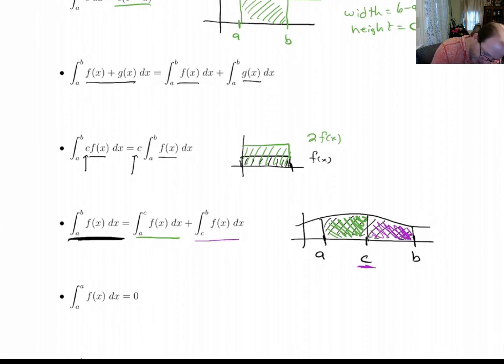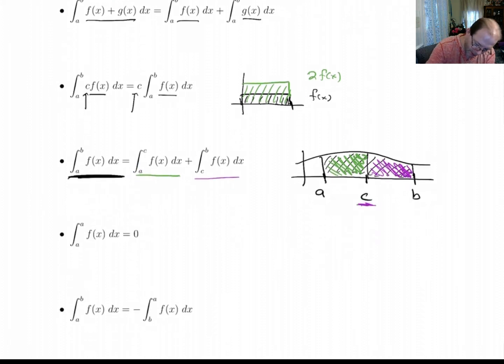And sort of the way to think of this is it's like they link up. You've got a to c, and then c to b. And if you put those together, it's kind of like these two sort of morph into one, and you wind up with a to b.